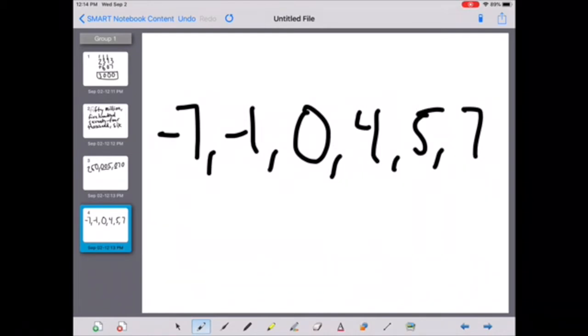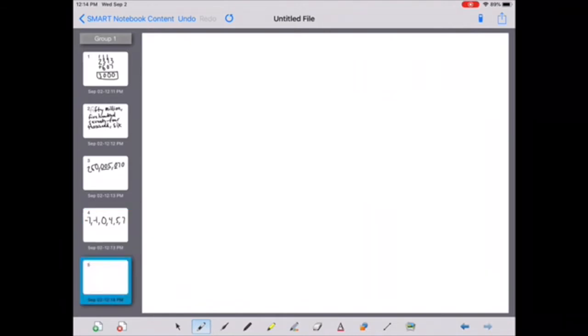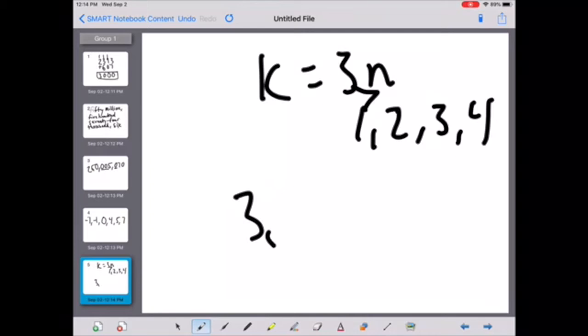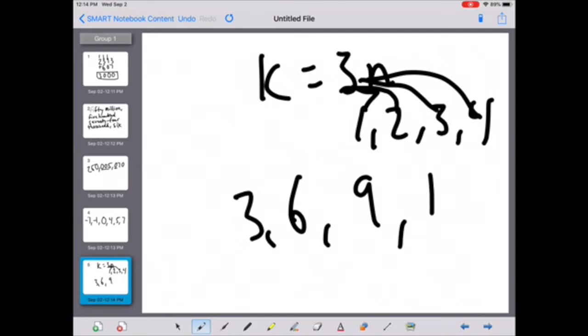Number 9. The rule of a certain sequence is k equals 3n. Find the first 4 terms of the sequence. So I have k equals 3n, and I'm just sticking in the first 4 numbers. So a letter next to a number means multiply. So 1 times 3 is 3, 2 times 3 is 6, 3 times 3 is 9, 4 times 3 is 12. Maybe you didn't need to write the stuff out on the top that I did. You can just say, hey, I can multiply or I can count by 3s, but we're working and we're practicing those things.